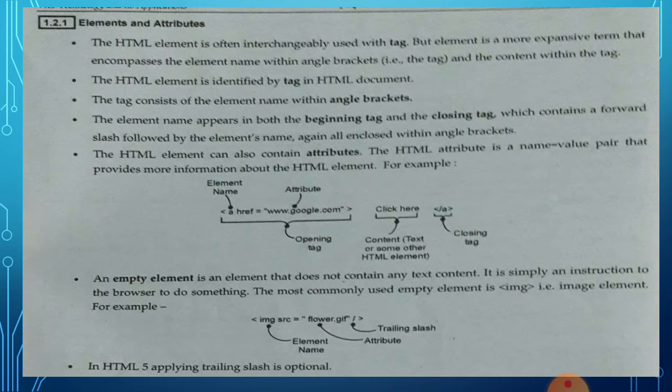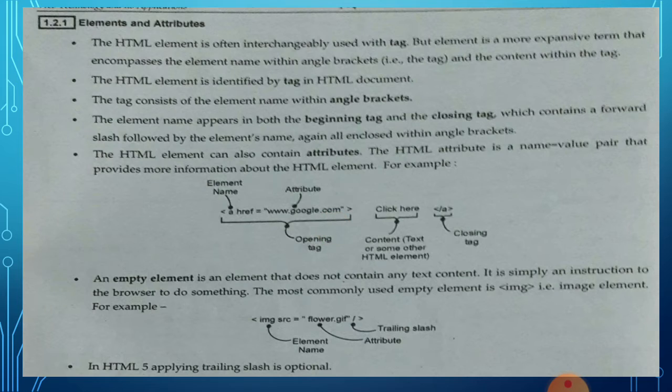The HTML element can also contain attributes. An HTML attribute is a name equal to value pair. Here you can see href is a name, this is a reference link we are giving here. Href is the attribute name, and www.google.com, a Google website address, is the value. We are giving the website address as a value. Href is an attribute name and www.google.com is the value of that attribute.